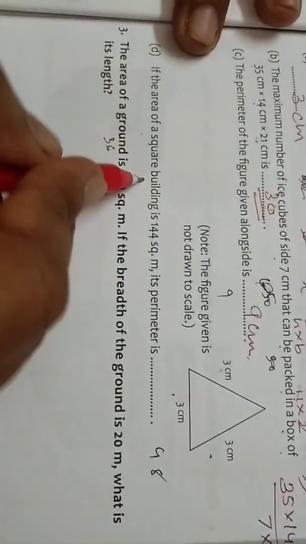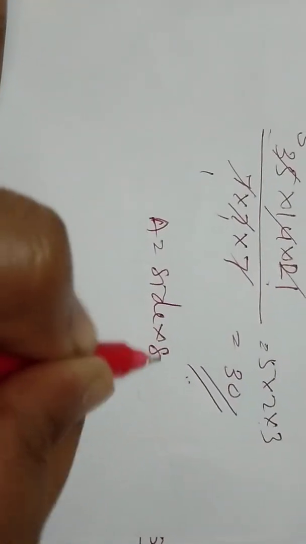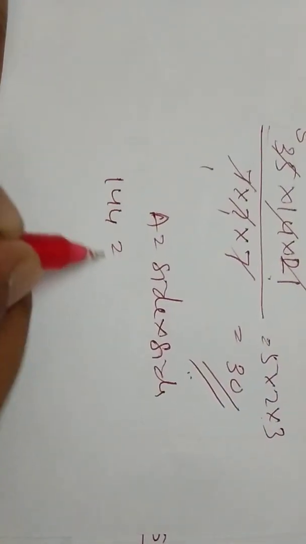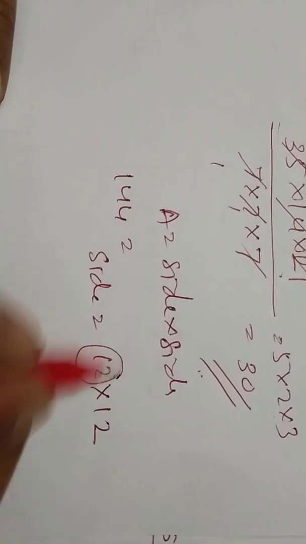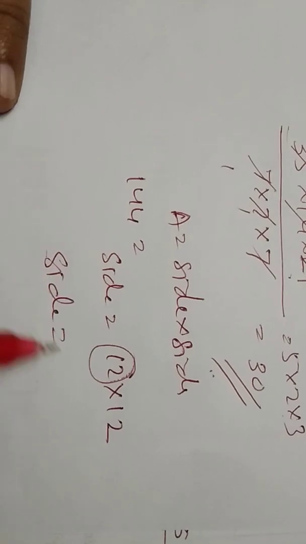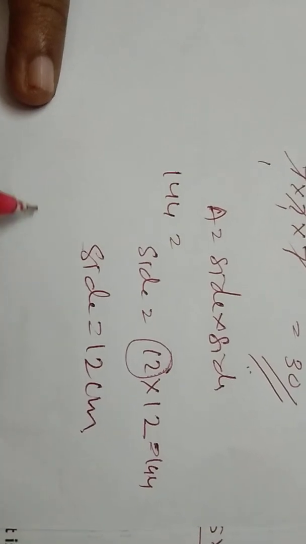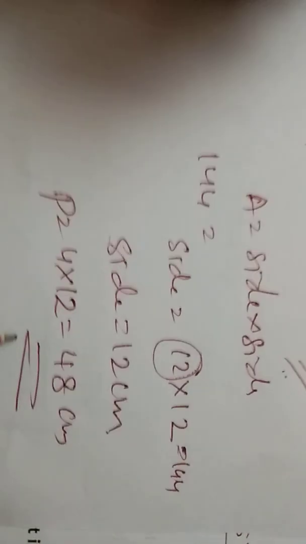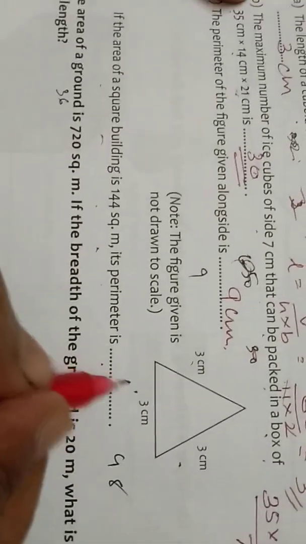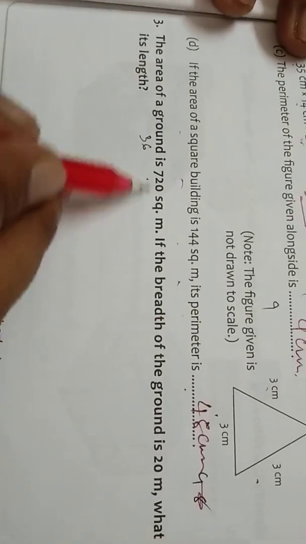If the area of a square building is 144, find its perimeter. Area of a square is side into side. That is given as 144. So one side is 144, that means 12 into 12. So we can find that one side equals 12 centimeter. So perimeter equals 4 into 12, that is 48 centimeter will be the perimeter.